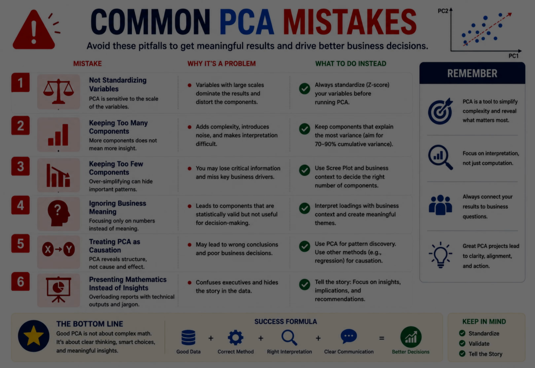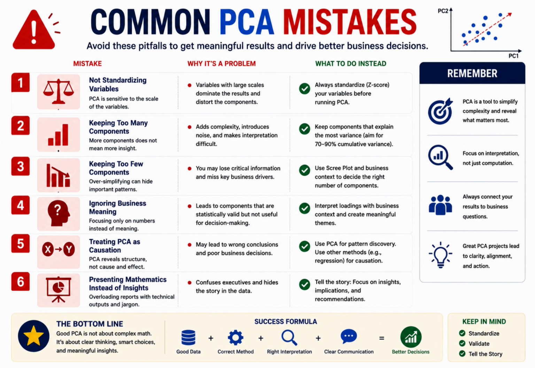Common PCA mistakes. PCA is powerful, but a few common mistakes can quickly reduce its value. Not standardizing variables, keeping too many components, keeping too few, ignoring business context, treating PCA as causation, or presenting mathematics instead of insights. The best PCA projects combine good data, sound methodology, business interpretation, and clear communication. Remember, the goal isn't better statistics. The goal is better decisions.